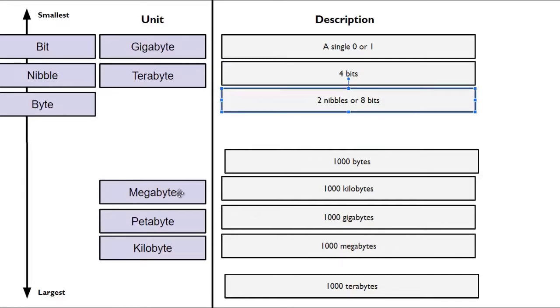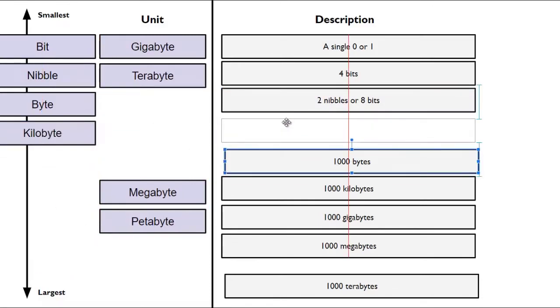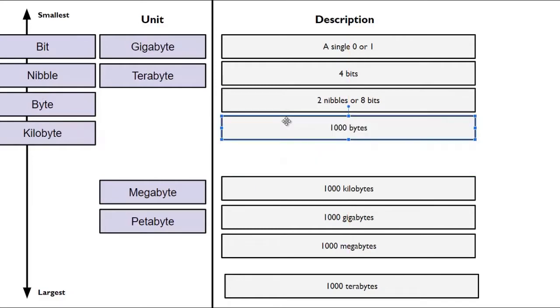Next up, after a byte, we have kilobyte. And a kilobyte is 1000 bytes. You may get it referred to as 1024, but for the purpose of this GCSE, let's use 1000 because it makes it easier for our multipliers when we don't have a calculator. Next up, after a kilobyte, we have a megabyte.